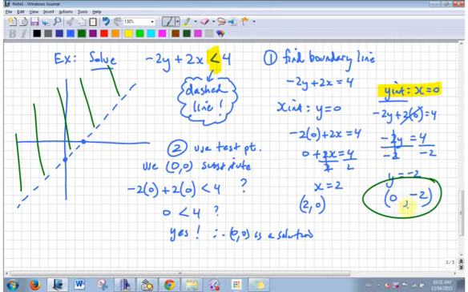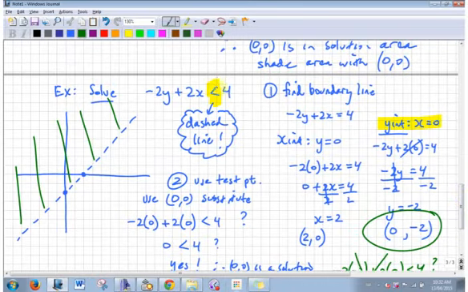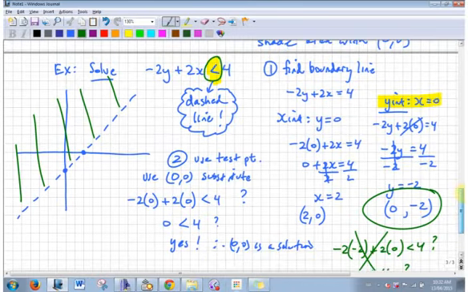So if I put that in here, if y is negative 2 and x is 0, does that work? It better not, because I told you it doesn't. That's positive 4 plus 0. Is that less than 4? No, it's equal to it. That's why I dashed the line. Because right on that line, that's not a solution. It's just everything above that line. Okay?